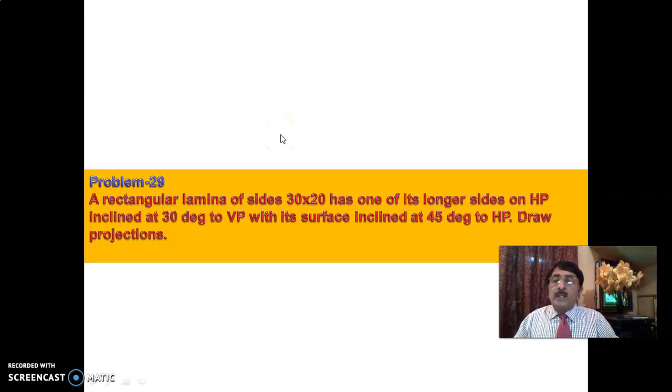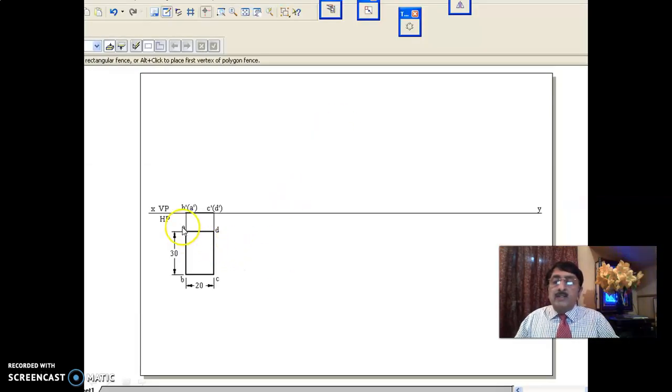Now we do a rectangular lamina which is totally different. A rectangular lamina of 30 by 20 has one of its longer sides on HP, inclined at 30 degrees to HP, with its surface inclined at 45 degrees to HP. Draw projections. Please carefully follow. A rectangular lamina 30 by 20, A, B, C, D I have written. When you are looking from here, B can be seen, A cannot be seen: B dash, A dash. C can be seen, D cannot be seen: C dash, D dash.